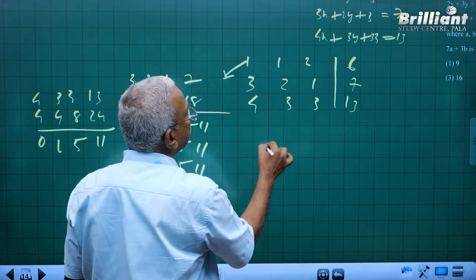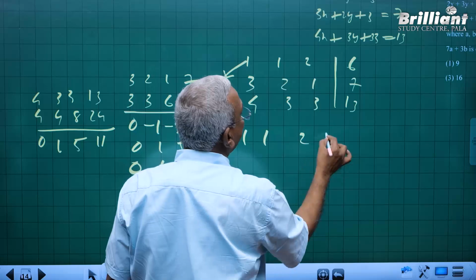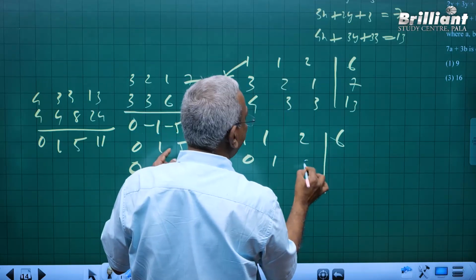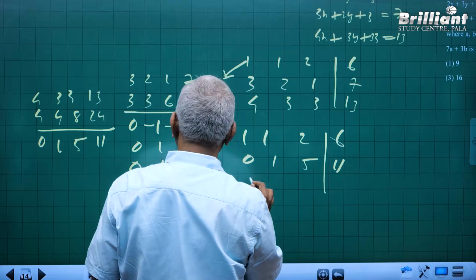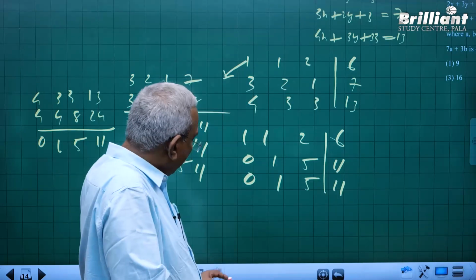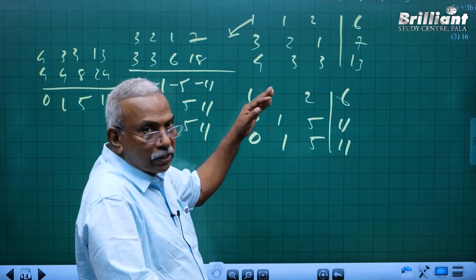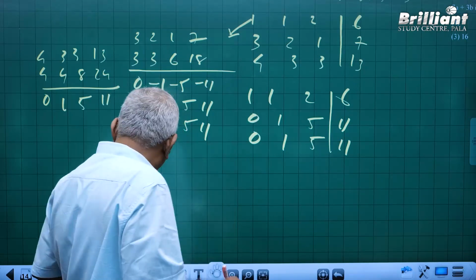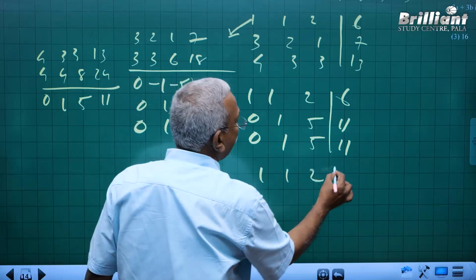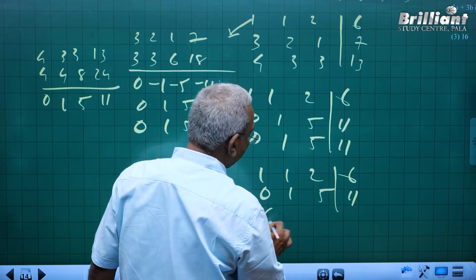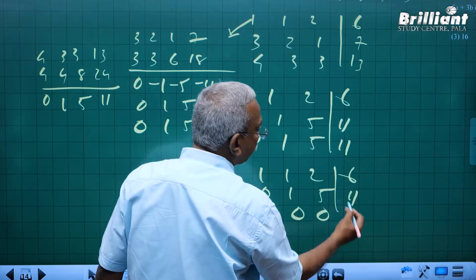So when I write this, 1, 1, 2 and 6 is the first row. The second becomes 0, 1, 5 and 11, and the third also becomes 0, 1, 5 and 11. Now I wish to reduce this expression by this pattern. When you subtract these two rows, it will give you 1, 1, 2 and 6, then 0, 1, 5 and 11, then 0, 0, 0 and 0.